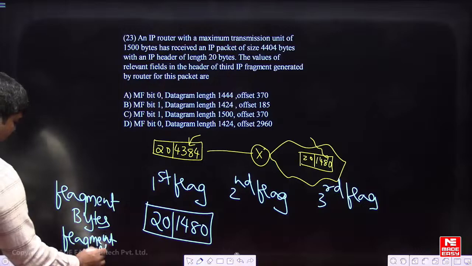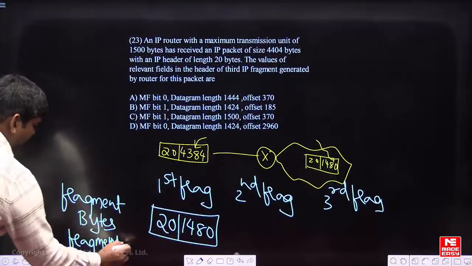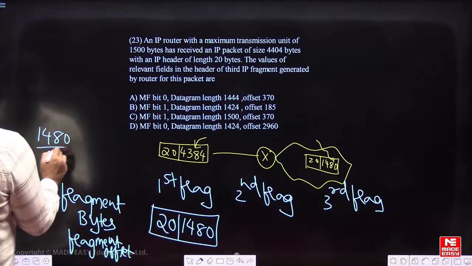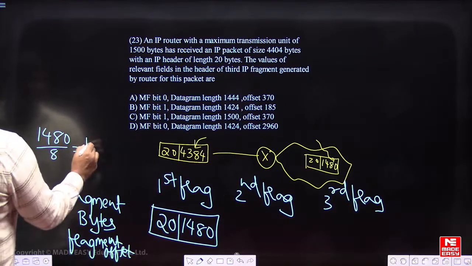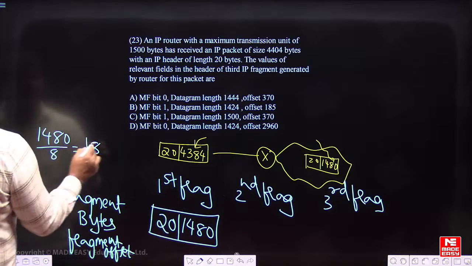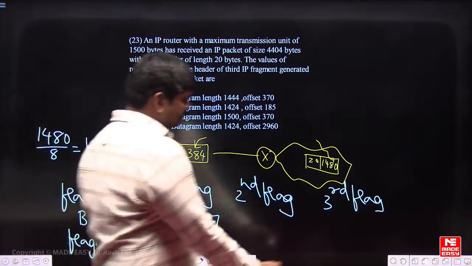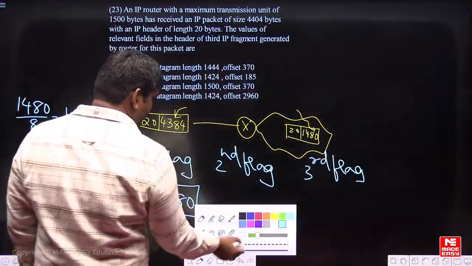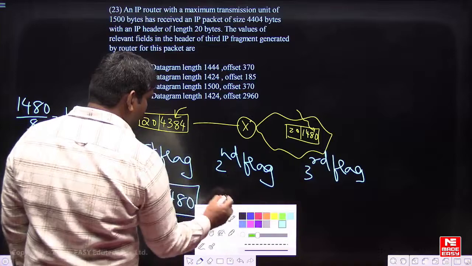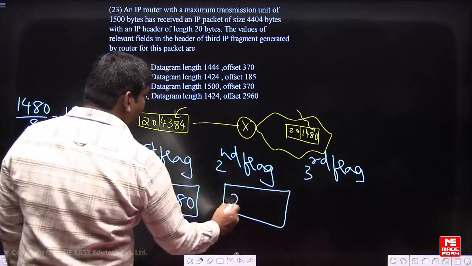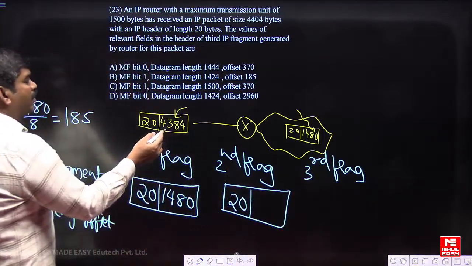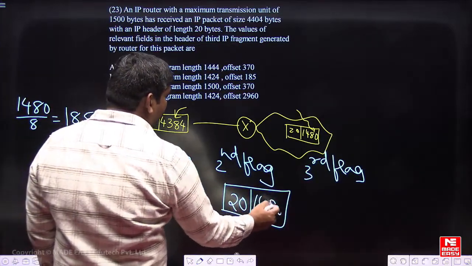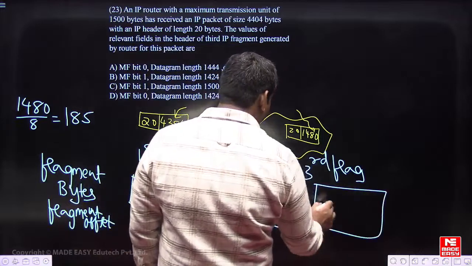Parallelly, you can write the fragment offset also, by dividing by 8. So 1480 divided by 8 is 185. This is how you have distributed. If you go for the second fragment, it is 20, already 4384, 1480 bytes already given to the first fragment, 1480 you are going to give for the second fragment.